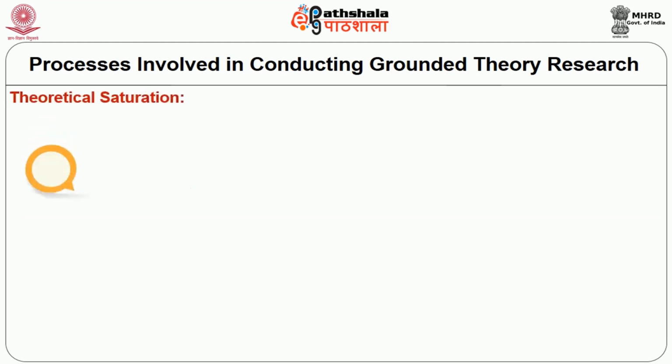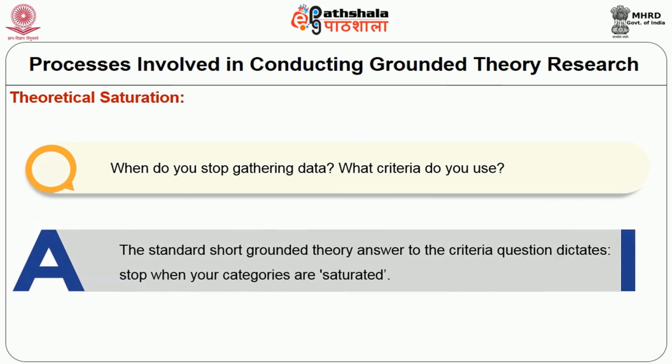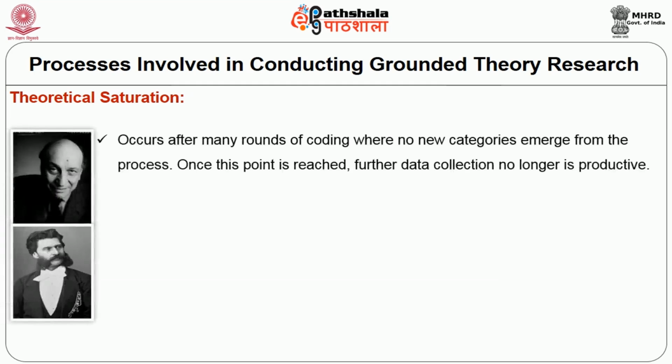Theoretical saturation. When do you stop gathering data? What criteria do you use? The standard short grounded theory answer to the criteria question dictates that you stop when your categories are saturated. Theoretical saturation, according to Glaser and Strauss, occurs after many rounds of coding where no new categories emerge from the process. Once this point is reached, further data collection no longer is productive.